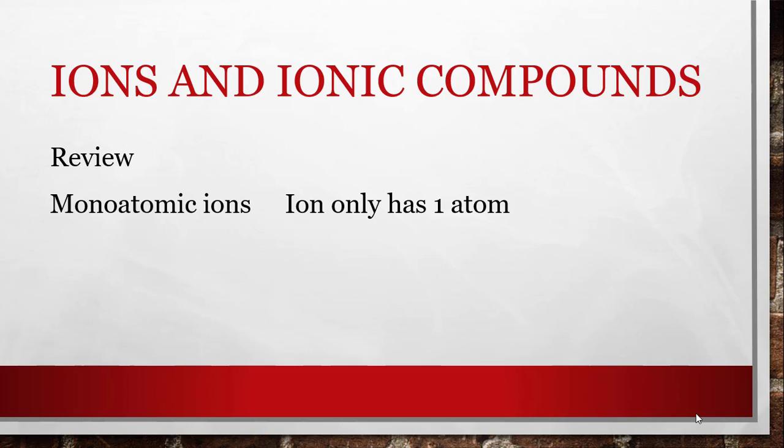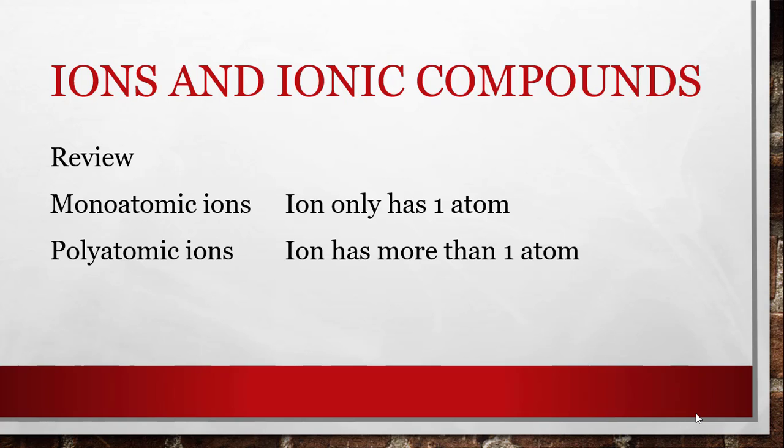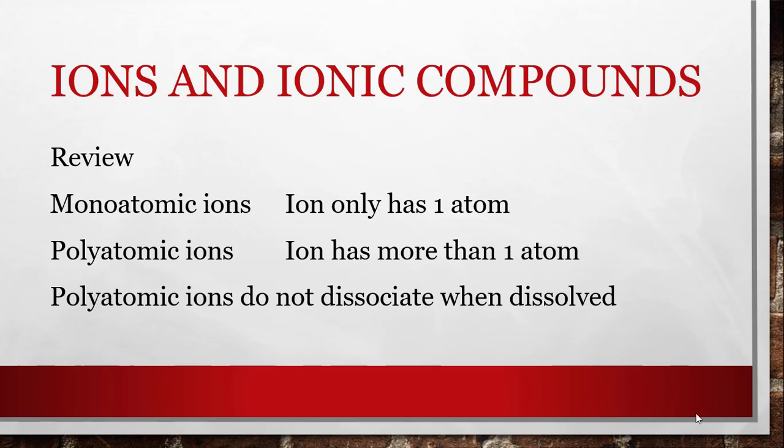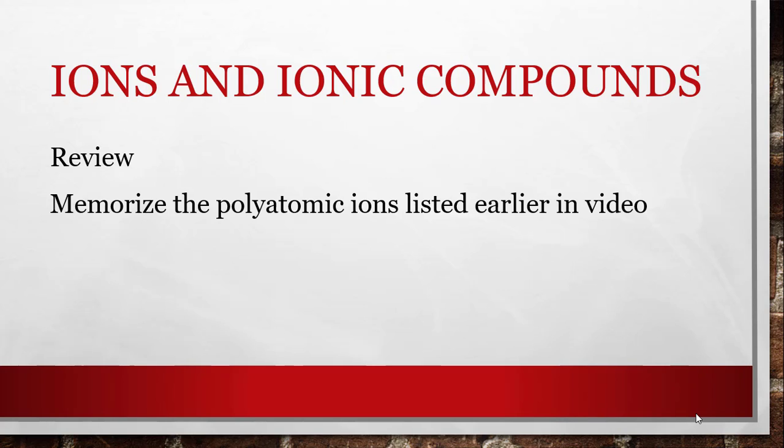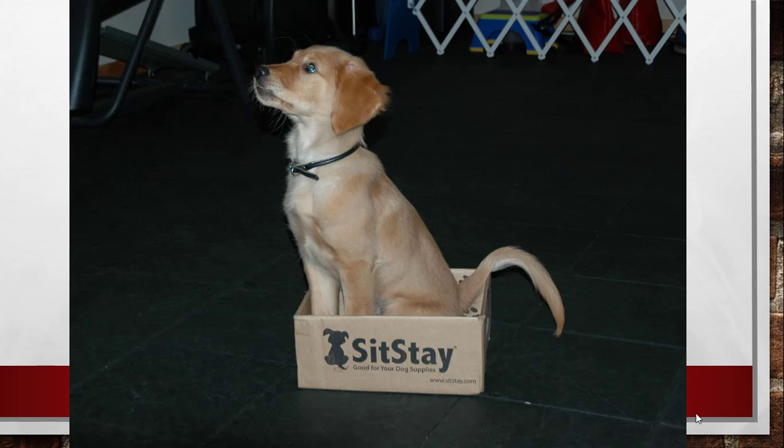So remember, monoatomic ions, the ion has one atom, whereas polyatomic ions are made up of more than one atom. Polyatomic ions do not dissociate when dissolved. You need to memorize all the polyatomic cations, which is simply ammonium. You need to memorize the polyatomic ions that I listed earlier in the video. And in the next two videos, we're going to talk about building ionic compounds and dissociating ionic compounds.